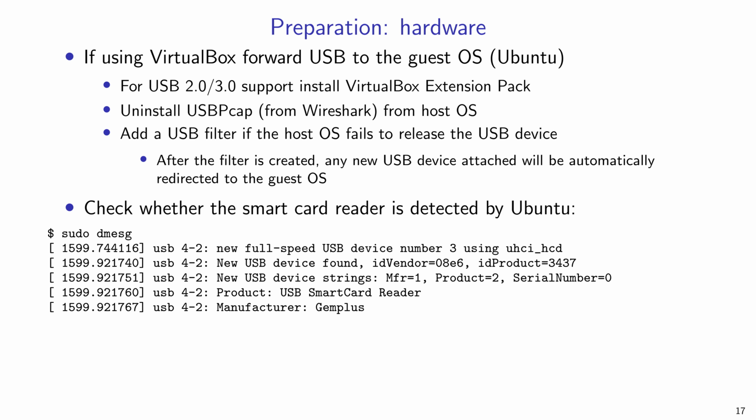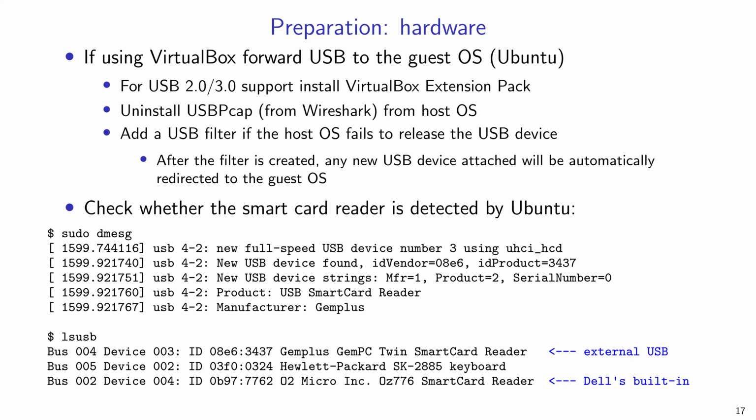Here you can run the dmesg command, and at the end of the output you should see that a new USB device has been connected. Running lsusb should show you the connected USB devices. Here you see the external USB reader, and this is the reader built into my Dell laptop. On most laptops I have seen, the built-in reader is powered on only after a smart card is inserted into the reader. So make sure to insert a smart card before testing a built-in reader.